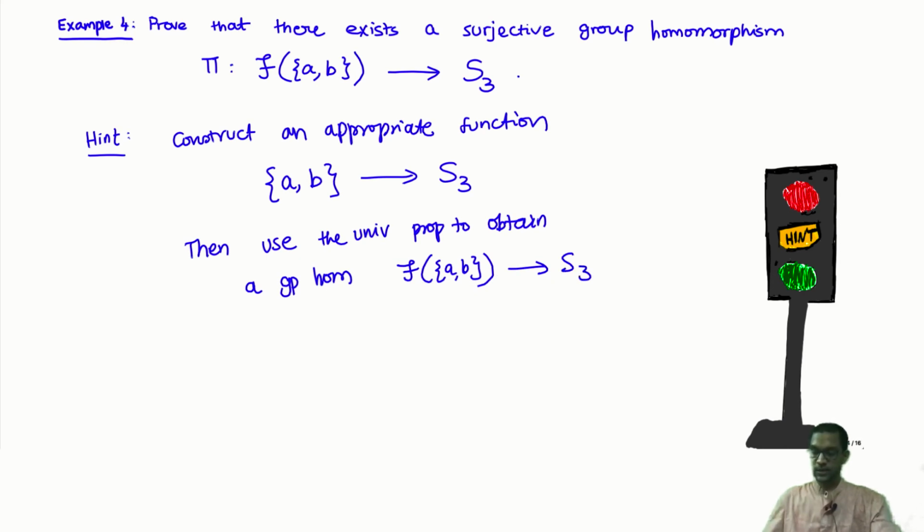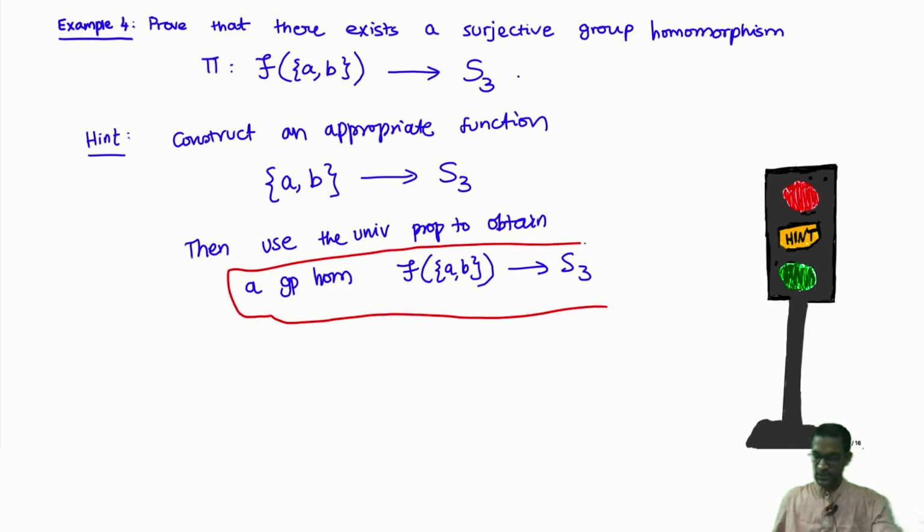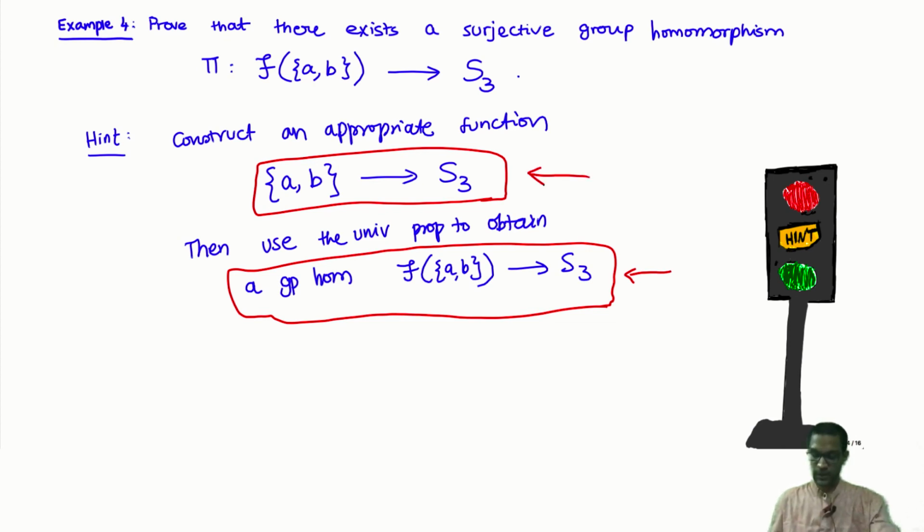In some sense, a group homomorphism from the free group to another group is really the same information as just a map of sets from the set AB to S3. So if you are asked to construct this, it's sort of enough to construct the map on top. Of course you should do it in such a way that the resulting homomorphism has the properties you want. So focus on this, try to find an appropriate function from the set AB to S3. Again pause and think about it using this hint.